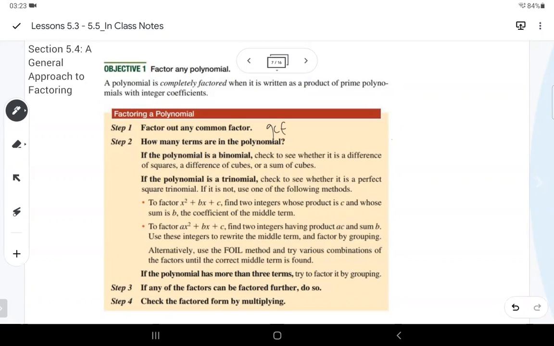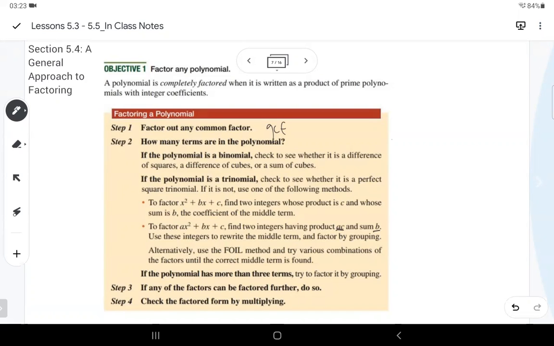Trinomials, you'll either have the x squared with a 1 in the front, or the ax squared with something other than a 1 in the front. And I showed you guys this method of taking a times c to get to b. The FOIL method I did not cover. I just think that'll be way too confusing for you guys to have two options there.